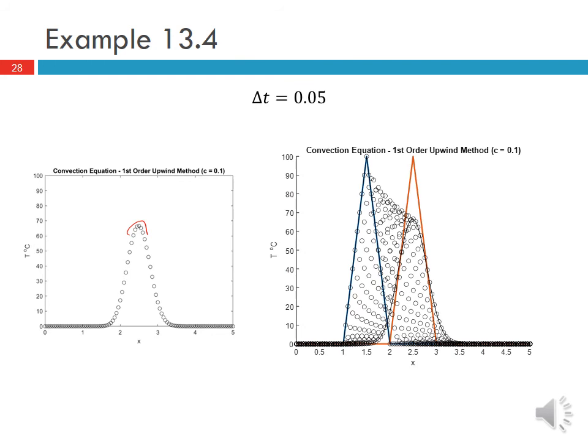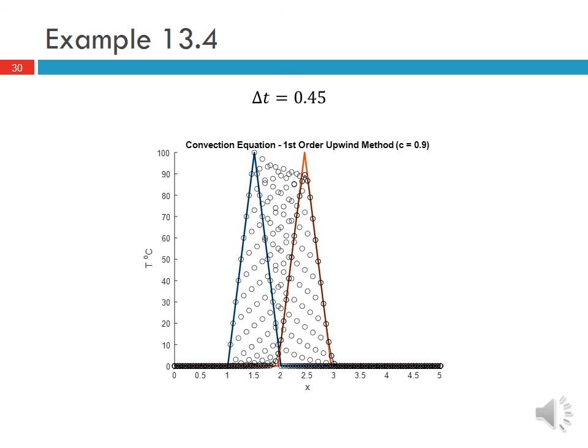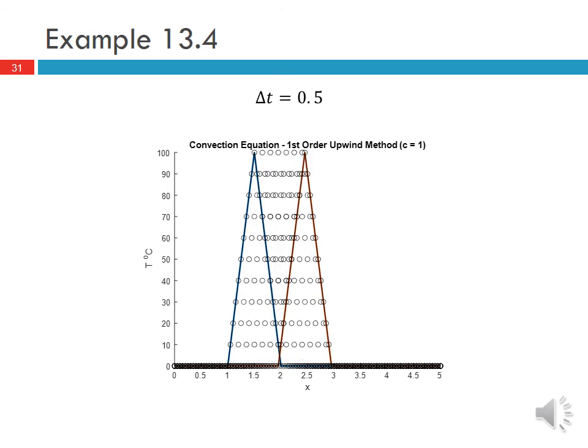So comparing the exact solution shown in the blue and the orange for these two time steps, as well as all the dots showing the numerical solution. And this is the result for C is equal to 0.5. So you can see we're getting a bit better here, but we still have this kind of smearing out. And then for C is equal to 0.9. And for C is equal to 1, again, we achieve the exact result for this linear convection equation.